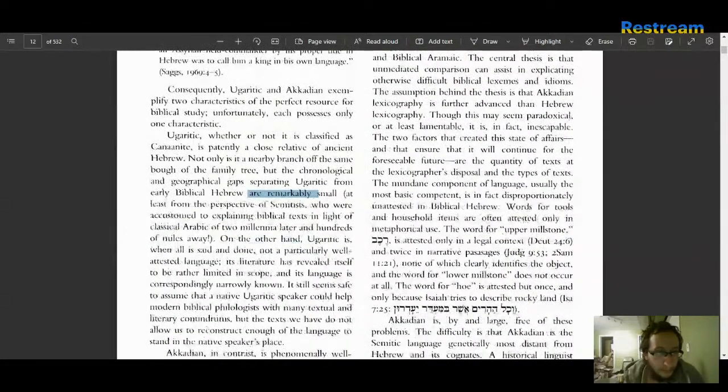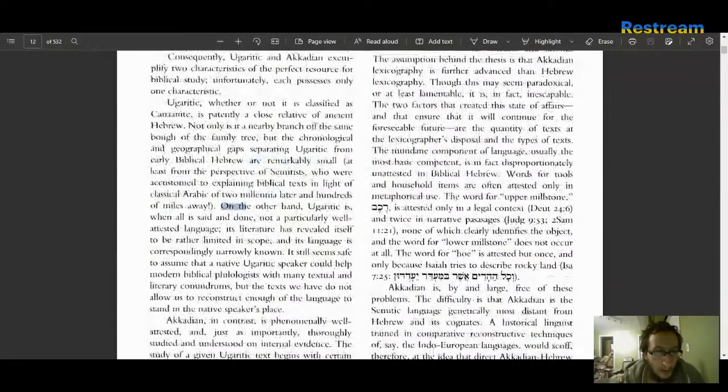On the other hand, Ugaritic is, when all is said and done, not a particularly well-attested language. Its literature has revealed itself to be rather limited in scope, and its language is correspondingly narrowly known. It still seems safe to assume that a native Ugaritic speaker could help modern biblical philologists with many textual and literary conundrums of the Bible, but the texts we have do not allow us to reconstruct enough of the language to stand in the native speaker's place.